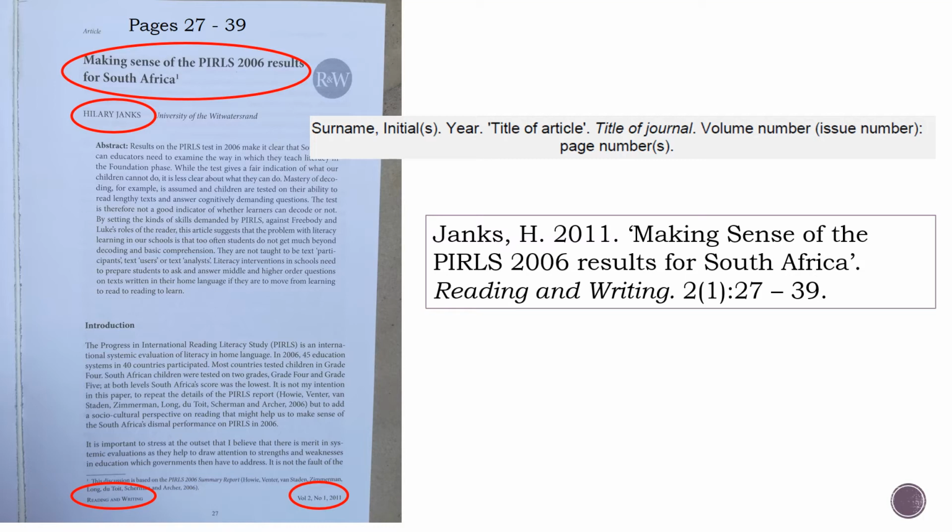Next follow the volume and the issue numbers. These can be found in the bottom and were circled along with the year. This is volume 2, issue 1. The issue number is enclosed in round brackets. Finally, include the page numbers where the article can be found, which are pages 27 to 39. Finish off the reference with a full stop.